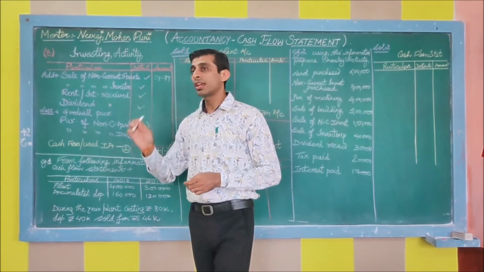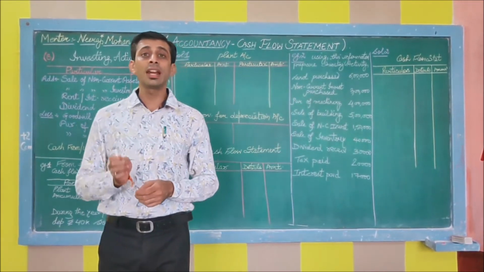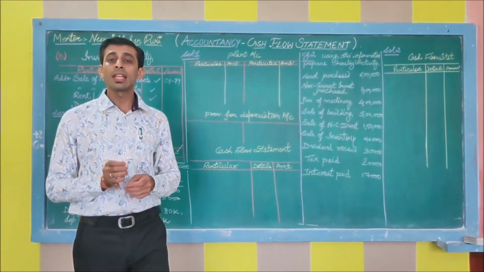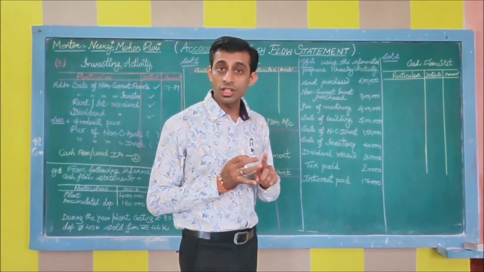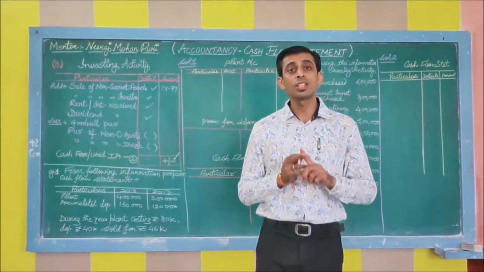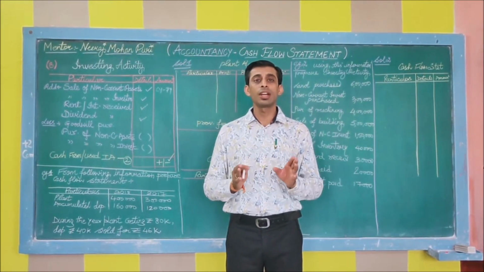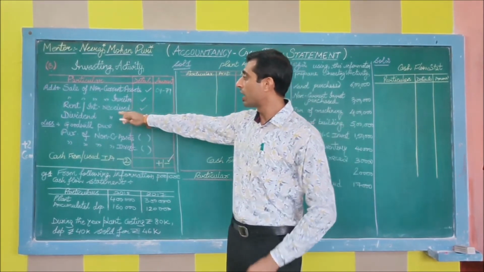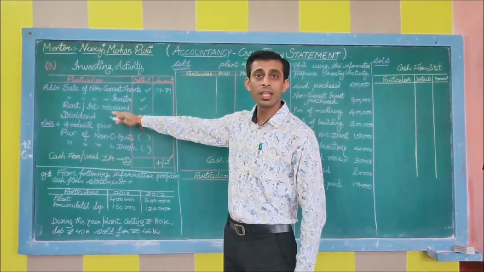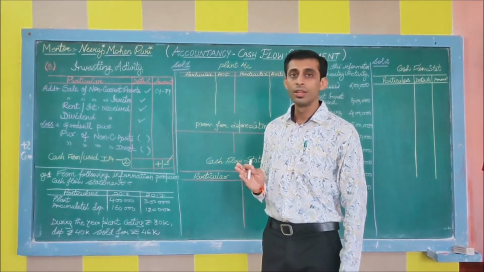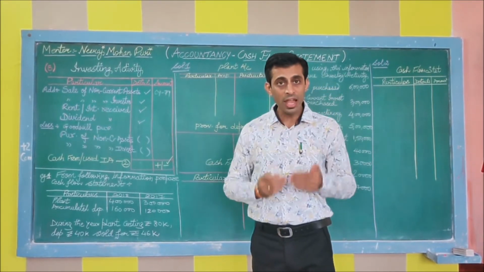Similarly, any indirect income received, like rent received, interest received or dividend received by a non-finance company or trading company, is shown under investing activity and it is added here because this is bringing cash into the business.